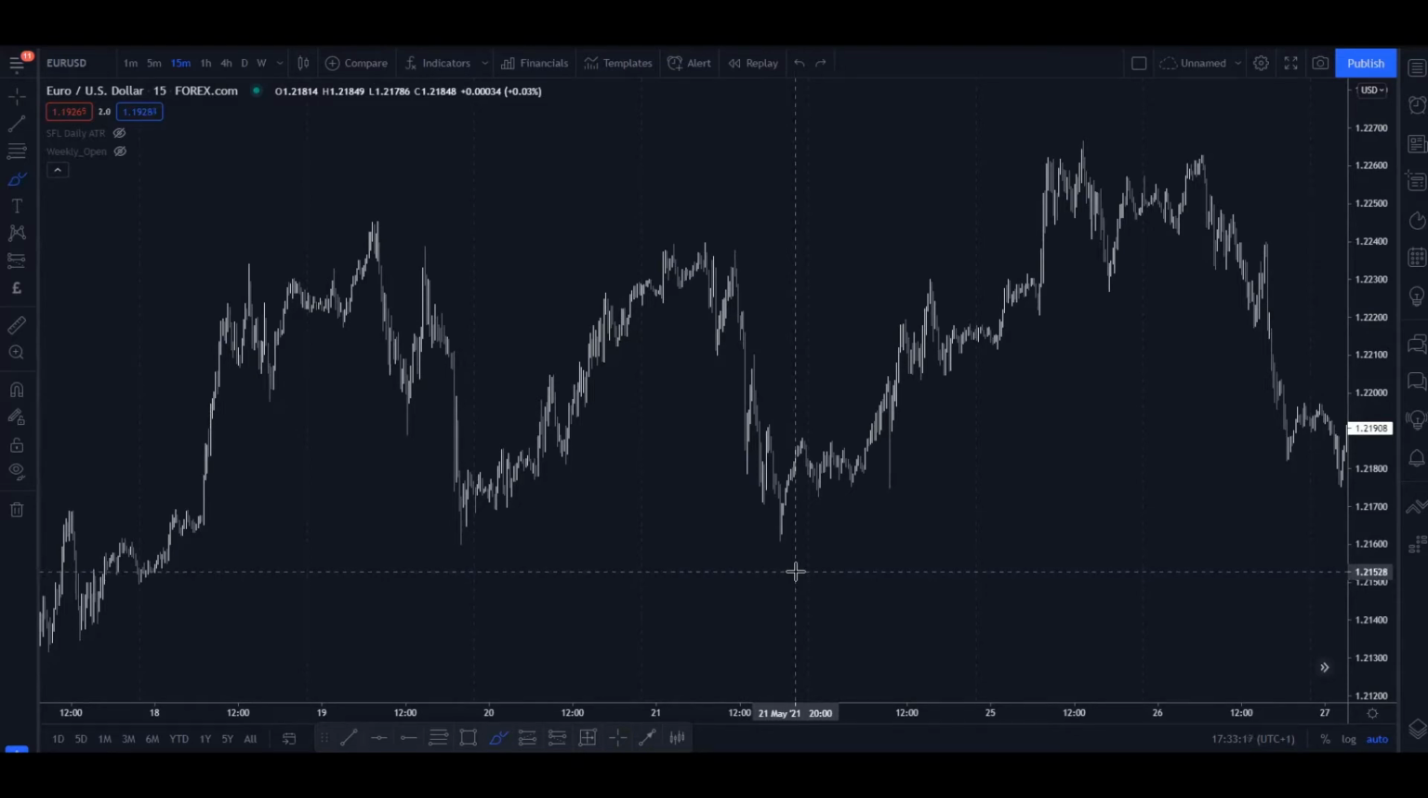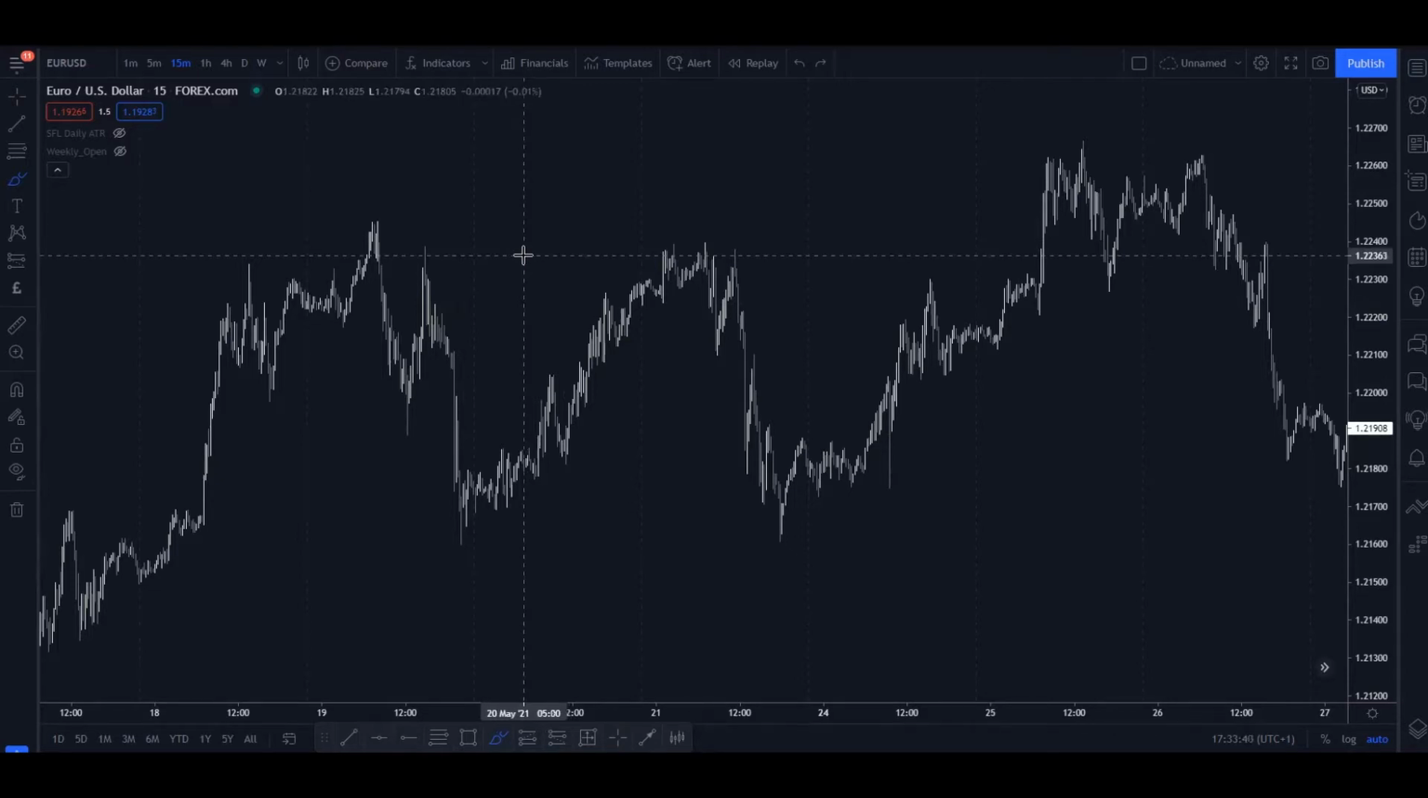Now, why does the market move like this? The market moves like this because it's always curious. We always say the market's curious, so it likes to go to places it hasn't been to in a while. So by that I mean the market is looking for liquidity, and by liquidity we mean areas where there's going to be a lot of orders in the market.